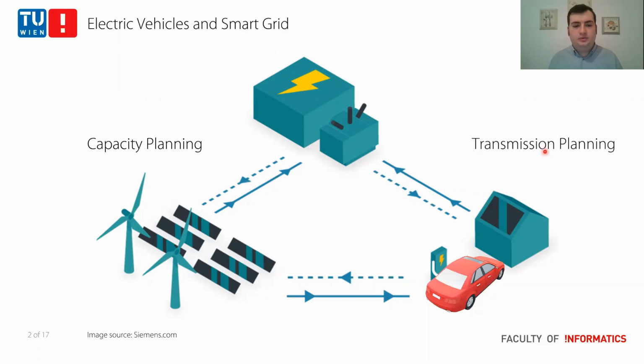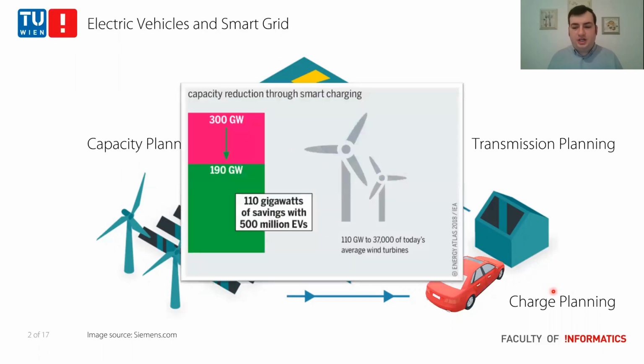Transmission planning, for example, where excess green energy can be transmitted to other places where it is needed. Or in case of integration with electric vehicles, another optimization can be charge planning, which concerns when and where the electric vehicles are charged, for example, to avoid peak load. Charge planning alone is predicted to save 110 gigawatts of energy, which is equal to 30,000 average wind turbines.